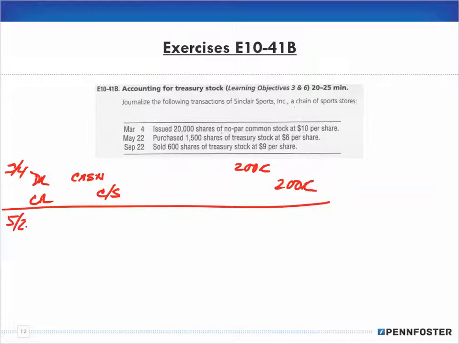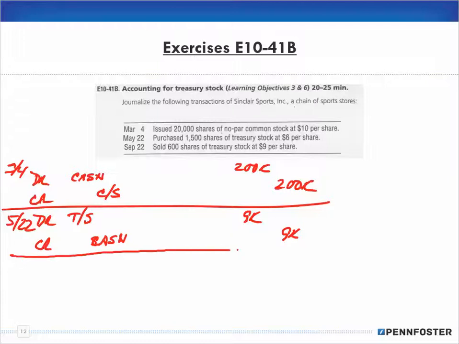All right, May 22nd, we're going to purchase 1,500 shares of treasury stock at $6 per share. If we're purchasing, we're going to spend money, so we're crediting our cash. 1,500 shares at $6 is $9,000. And we're creating treasury stock, so we debit our treasury stock for the $9,000. Just that simple.